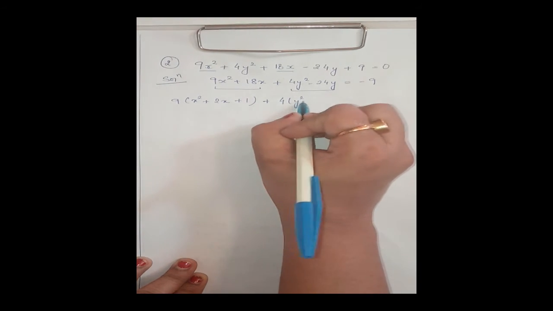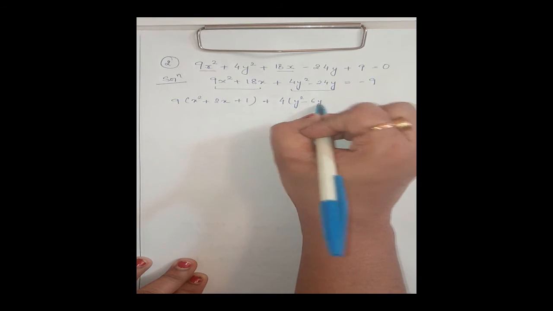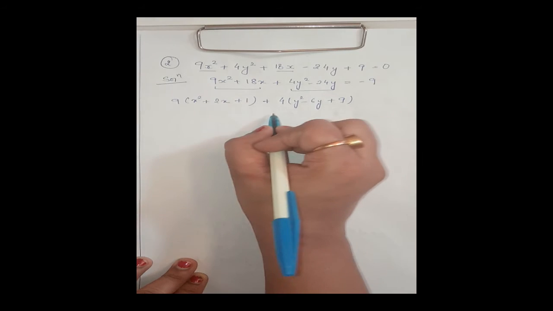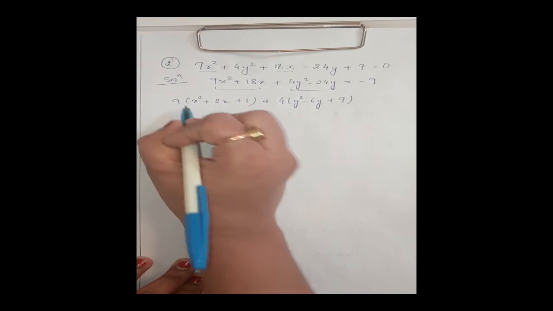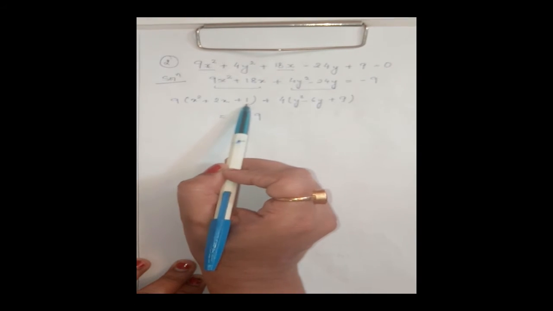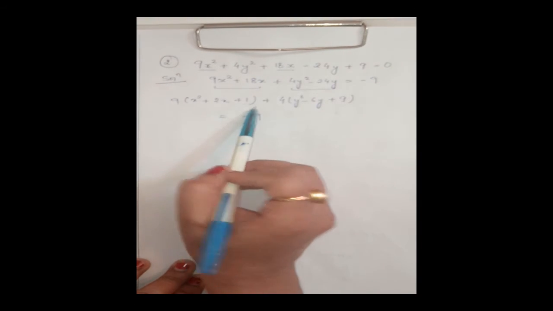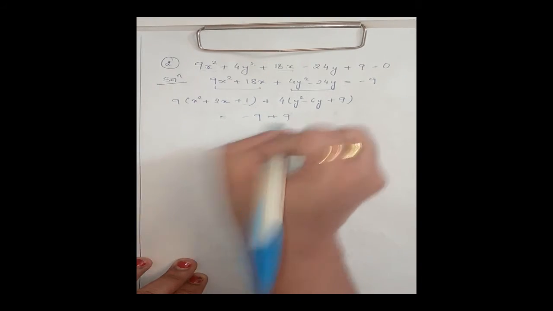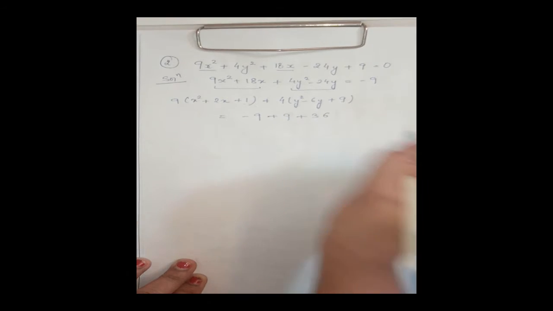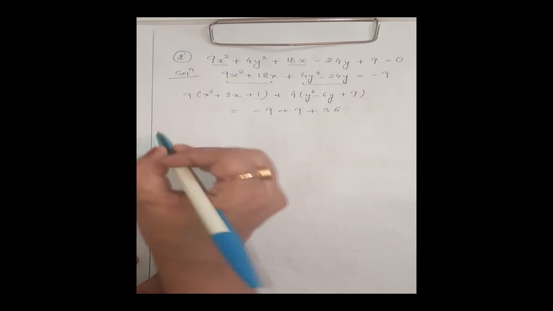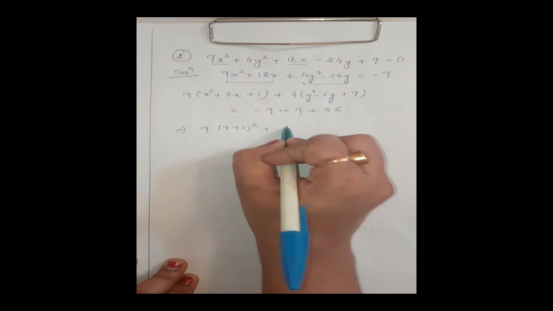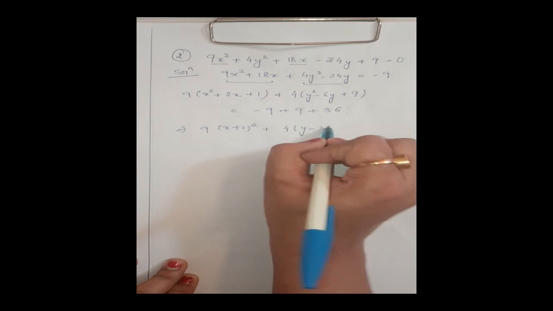This is y square minus 6y plus 9. Then this will be (y minus 3) whole square, and it is equal to minus 9. Now adding and subtracting both: we are adding 9 here, so plus 9 here also, and in the same way 36 plus 36 here. Clear?